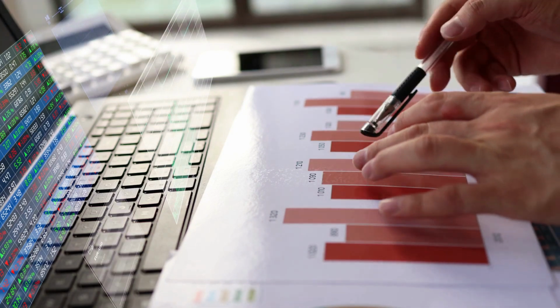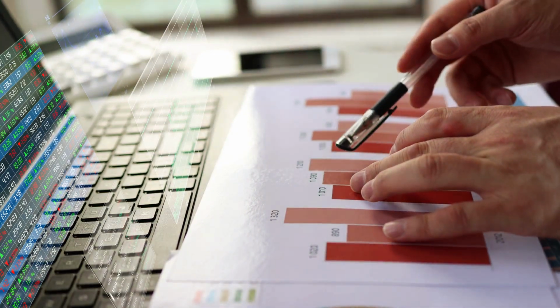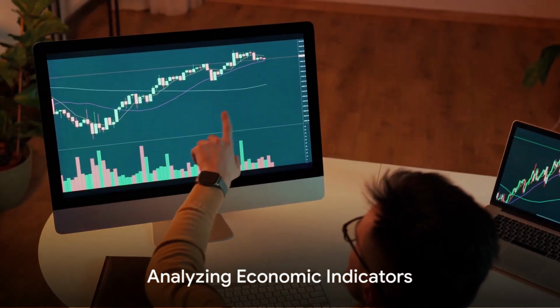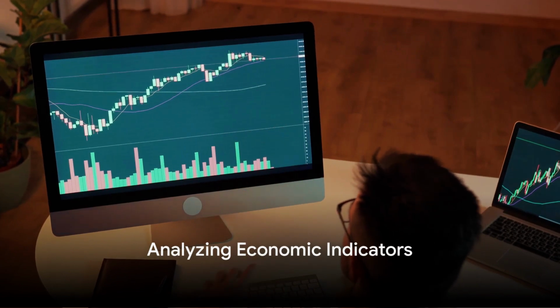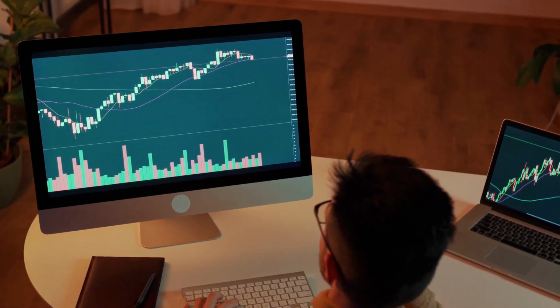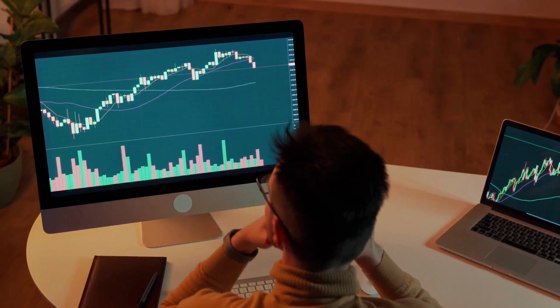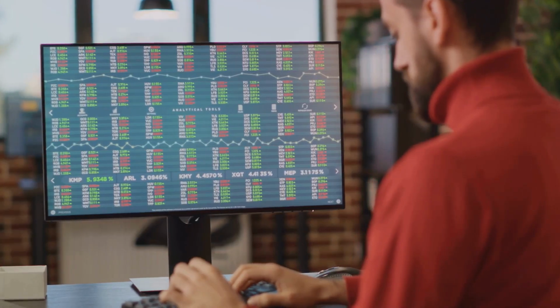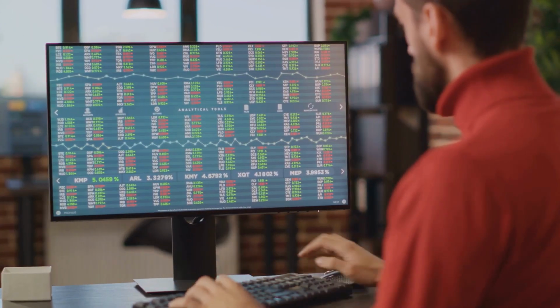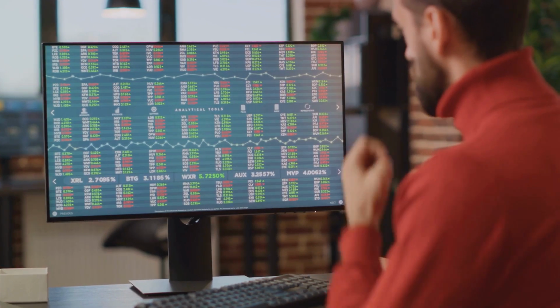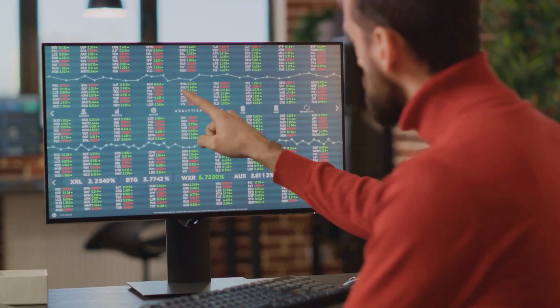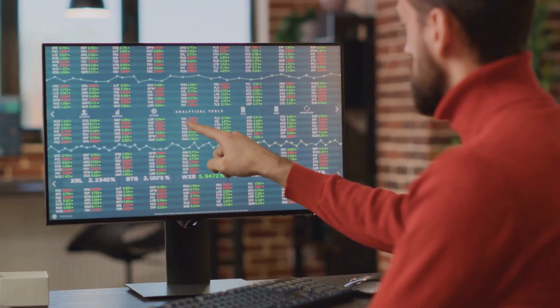Now that you know what fundamental analysis is, let's dive into how to do it. The first step in fundamental analysis is understanding economic indicators. These are key pieces of economic data that tell us about the health of an economy, and they're used by traders and economists alike to gauge economic trends and make predictions about where the market may be headed.